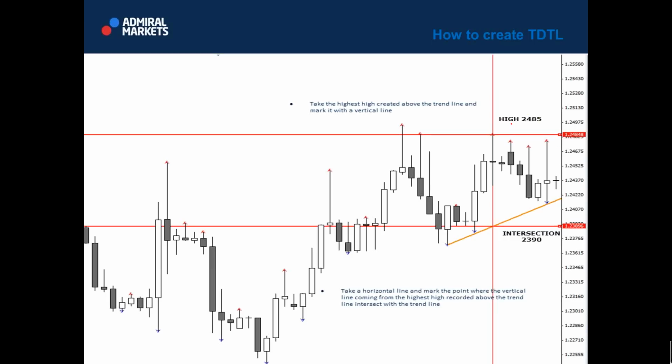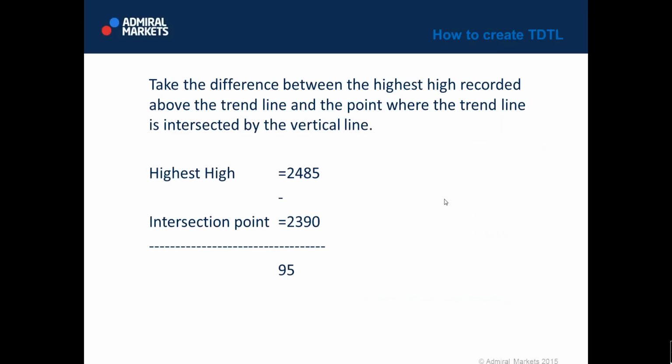So now we have two prices, 24.85 and 23.90. What we do next is take the difference between the highest high recorded above the trend line and the pivot point where the trend line is intersected by the vertical line. Okay, now we calculate the difference. How do we do it? We take the highest high minus the intersection point. The highest high was 24.85. The intersection point is 23.90, and the difference is 95. Okay.